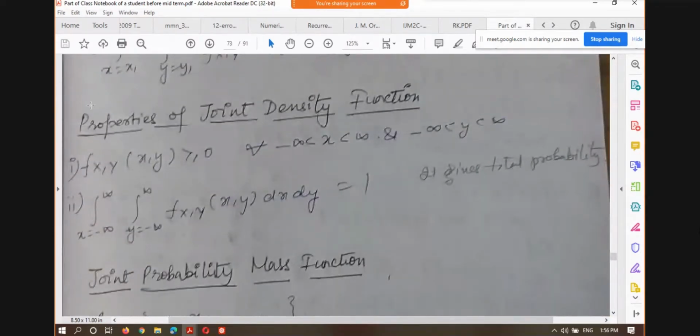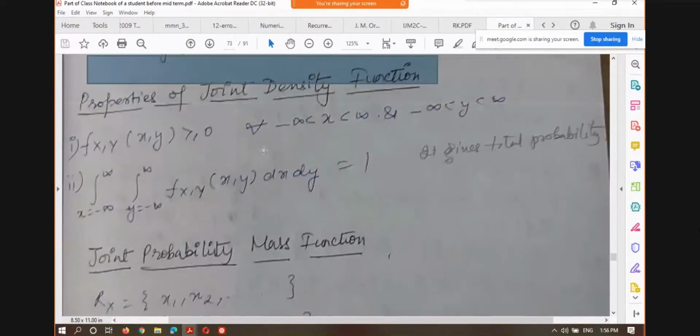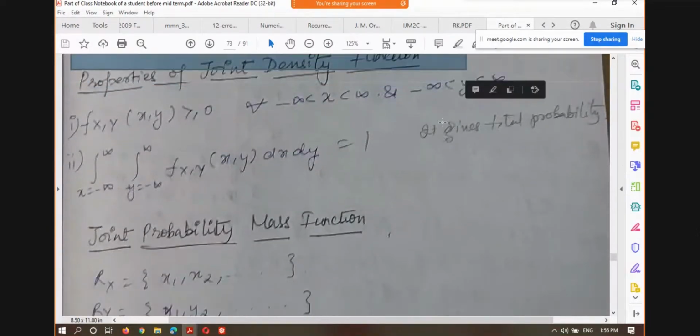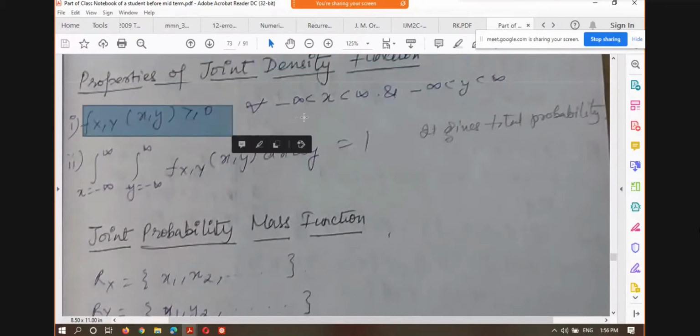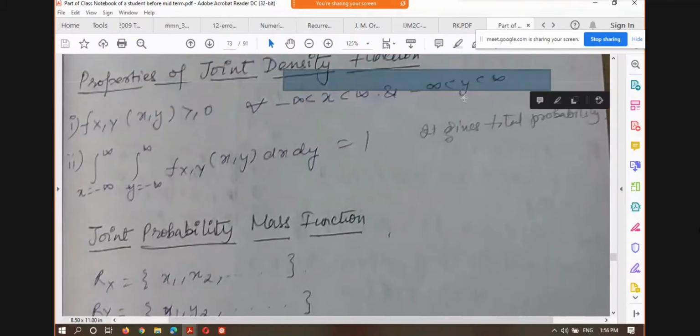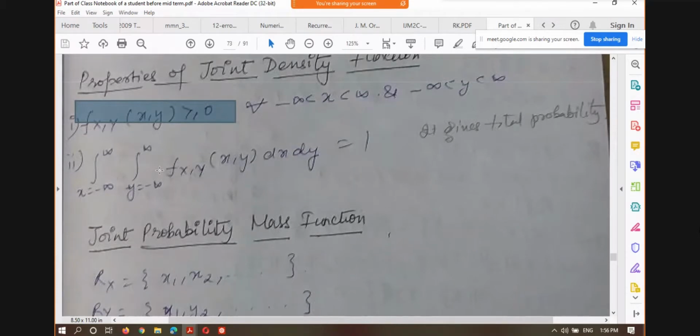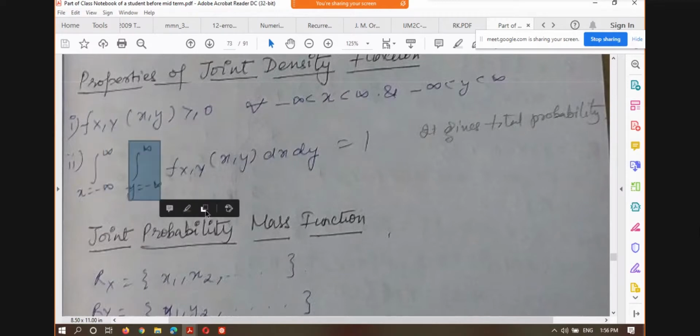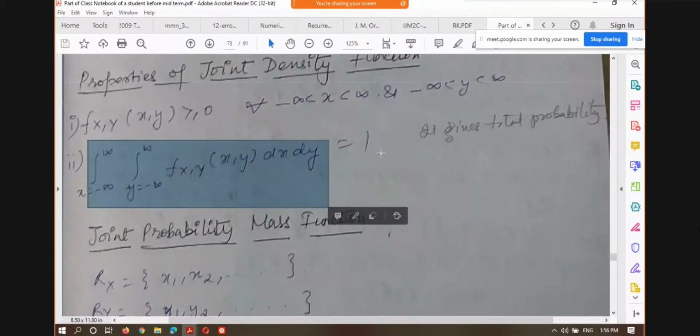Properties of the joint density function. Like the case of a single random variable, it is greater than or equal to 0 for all values of x and y. Within the domain minus infinity to plus infinity, this value is greater than or equal to 0. Earlier, the integration of a density function over the whole domain is 1. But here, since our domain for x is from minus infinity to plus infinity, and y is also from minus infinity to infinity, this double integration of the joint density function should be equal to 1. So this is the property of the joint density function for the case of two random variables.